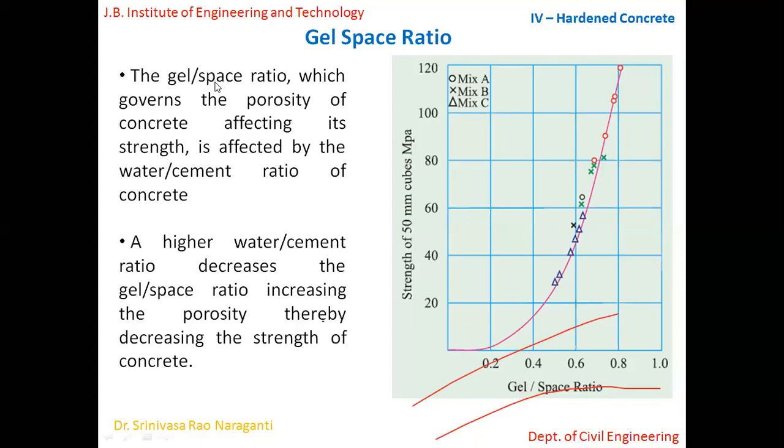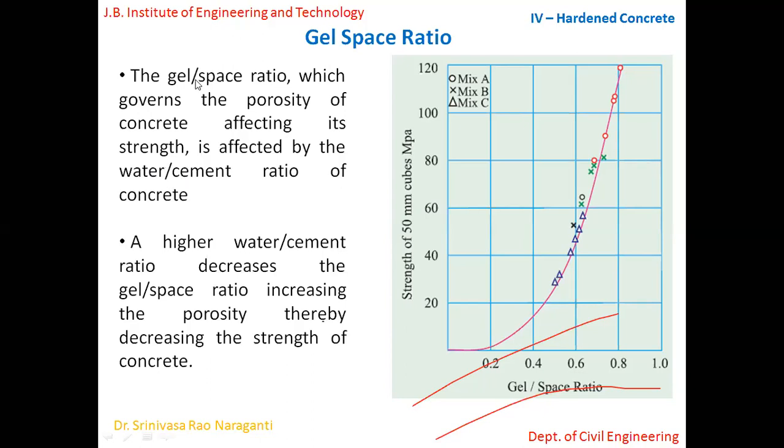So here is a sentence: the gel space ratio, which governs the porosity of the concrete and is affecting the strength as well, is also affected by water cement ratio. Whatever we discussed in the previous topic, the water cement ratio has direct influence on the strength of the concrete. I said that the moment you have more water cement ratio, the strength is reducing drastically.